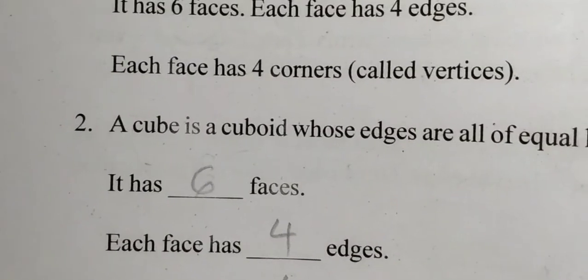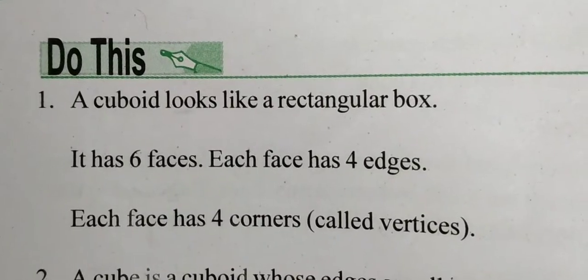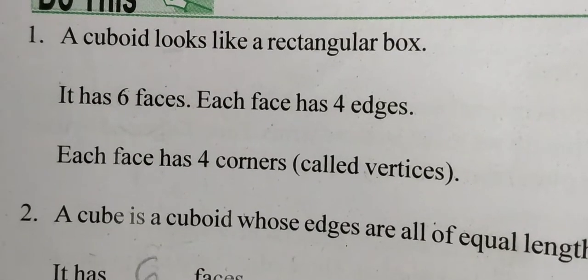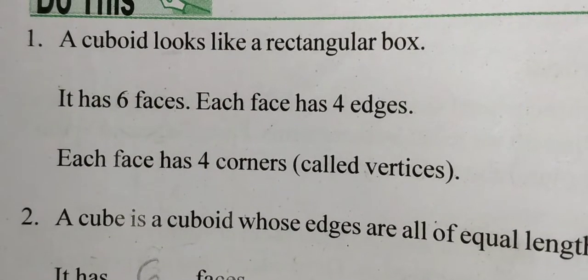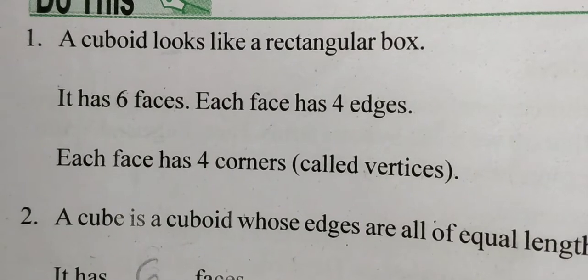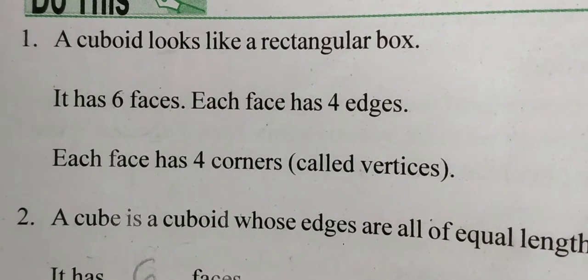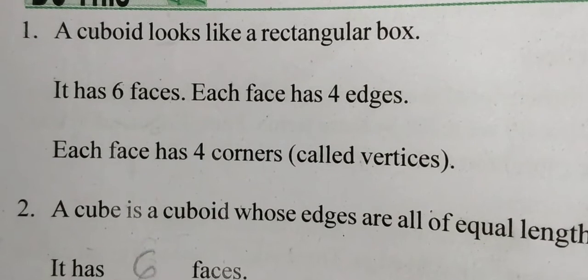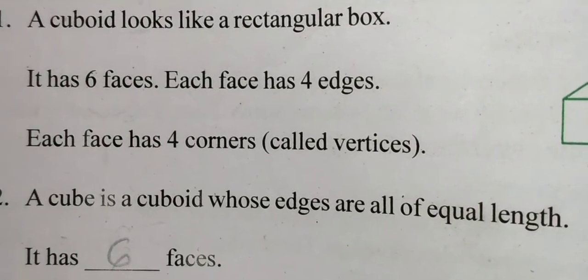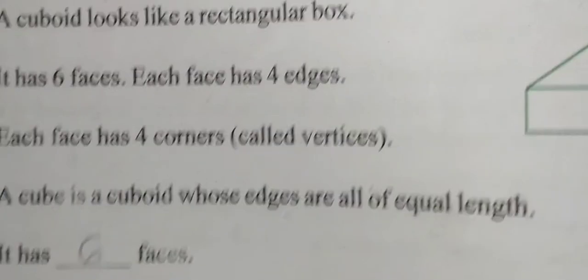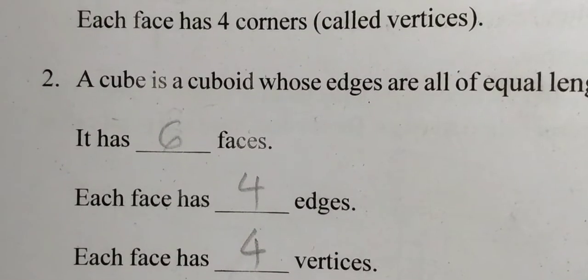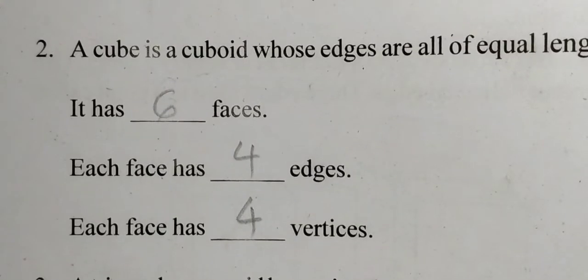This one, here you have a cuboid, looks like a rectangular box. It has how many faces? We had counted. It has 6 faces. Each face has 4 edges. Each face has 4 corners called vertices, and a cube is a cuboid whose edges are all of equal length. It has 6 faces. Each face has 4 edges. Each face has 4 vertices.